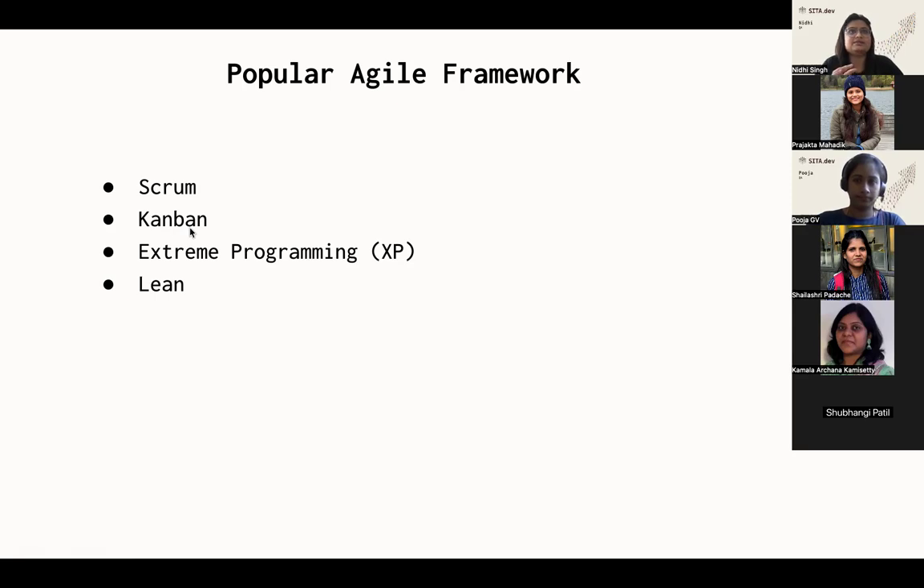In Kanban, there is a visual board, where you fix your work: okay, I'm going to work on these things. So you have to move your work: these are to-do items, these are in progress, and these are done. So this is a different visual representation, only in Kanban. Extreme Programming, XP, is usually used for engineering-related work, and Lean is for manufacturing. So this is about Lean.